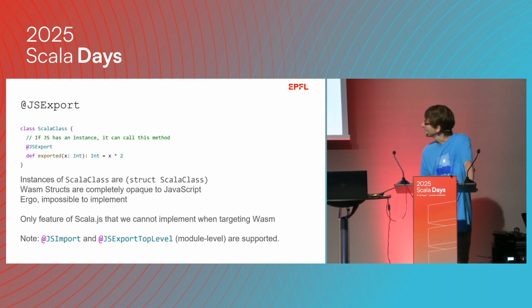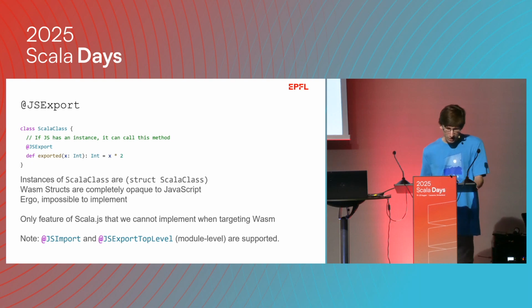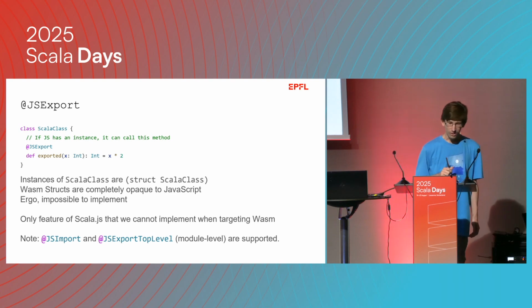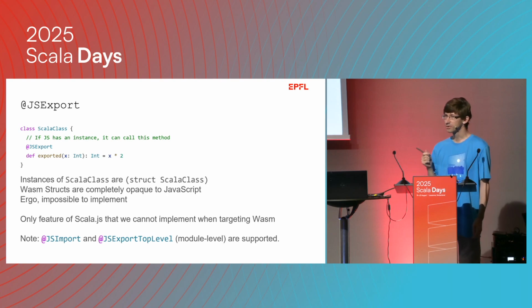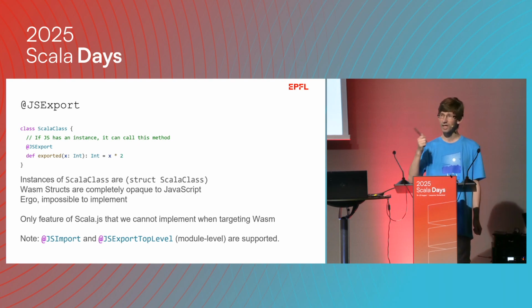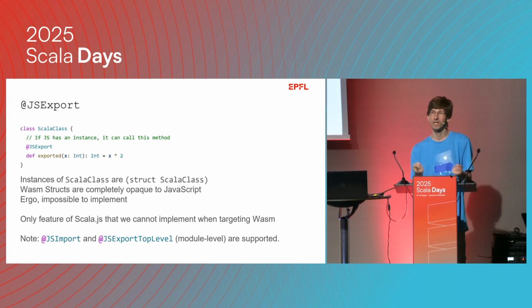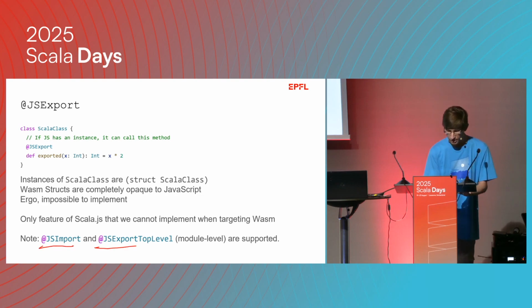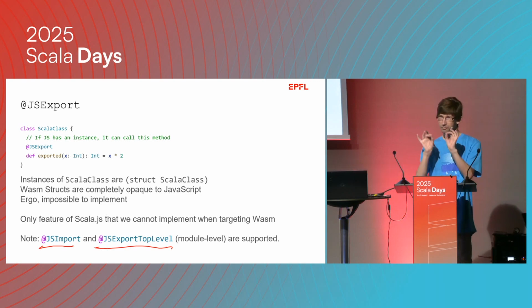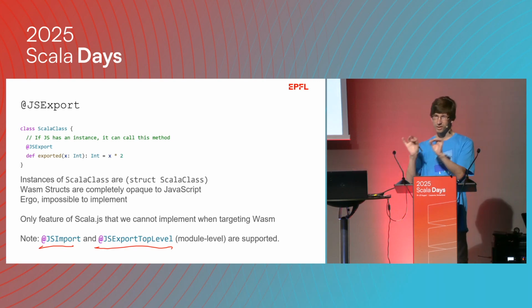All right, I'm going to just mention another thing. One thing that doesn't work, right? @JS export. So in Scala.js, you can annotate a method of a Scala class with @JS export, and then JS can call that method, assuming it receives an instance of that Scala class somehow. Not to be confused with import and @JS export top level, which are actually more related. These are module imports, module exports, those work.